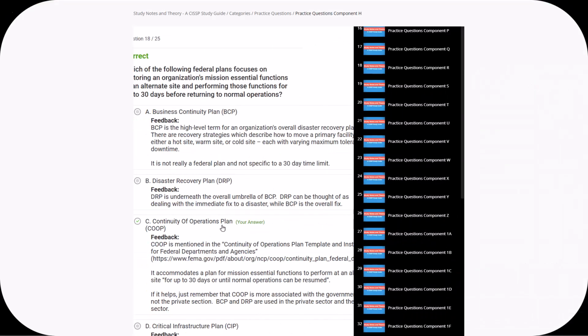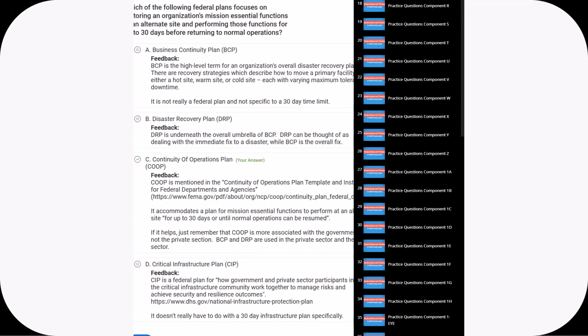Sure, it could have been BCP and DRP, but those are general questions, and because of the word federal, that just led me to COOP, Continuity of Operations. Next question.